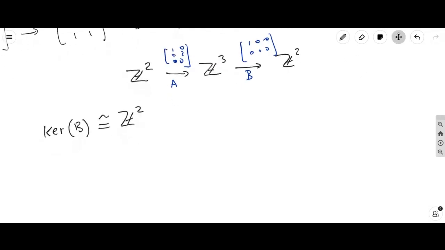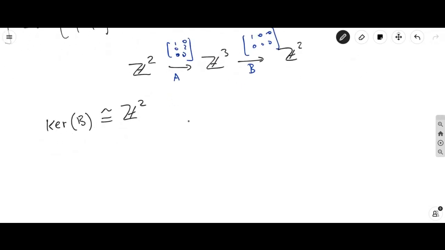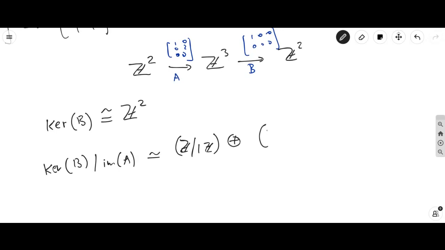That's the kernel. So to find the kernel mod the image, you would say that you have 2 Z's, and you're going to mod out by Z and 2Z. So you'll have Z mod 1Z plus Z mod 2Z. And this is, of course, the trivial factor, and you're just left with Z mod 2Z. So there you go. And that right there would be the homology of the projective plane calculated by using this more general decomposition.